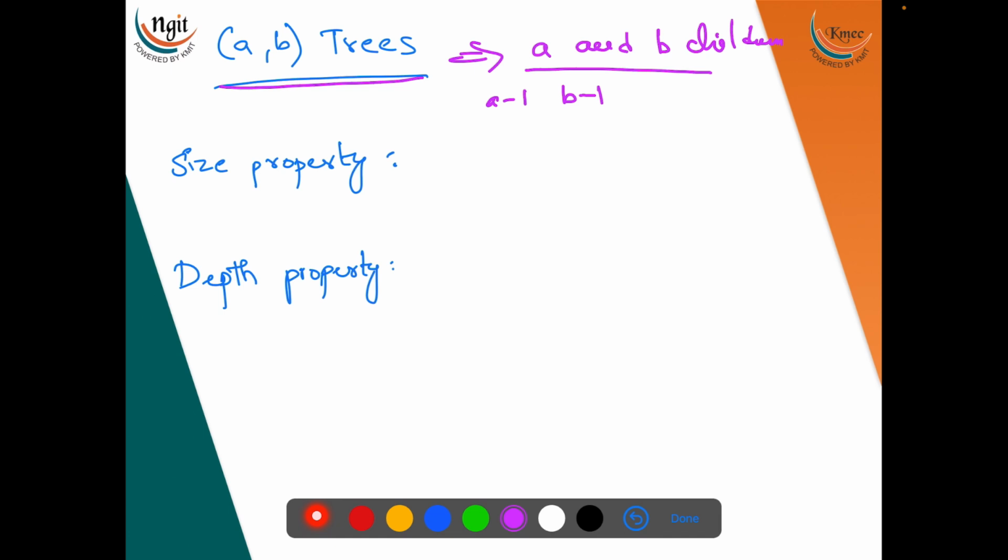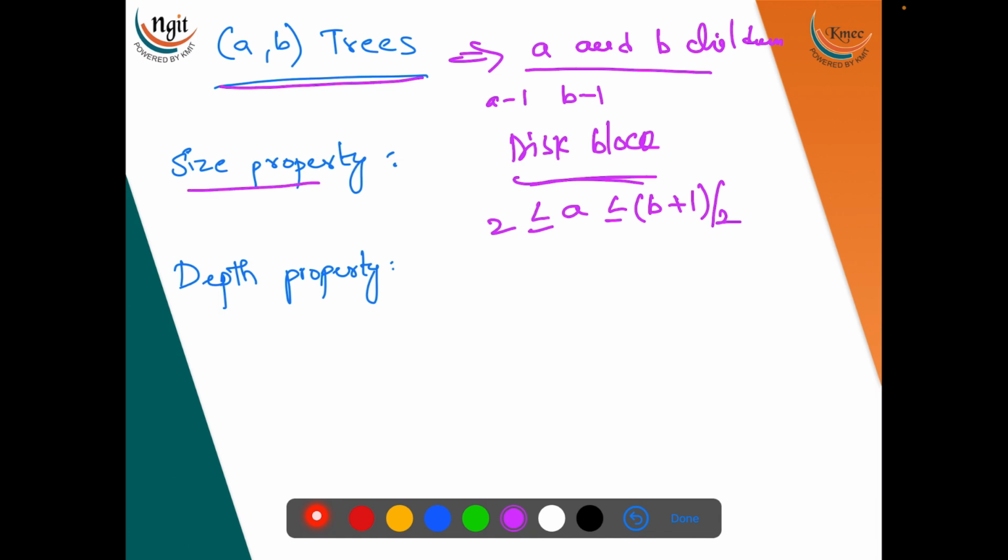By setting the parameters A and B appropriately with respect to the size of the disk blocks, a data structure can be derived that achieves good external memory performance. Now, an AB tree, where A and B are integers such that 2 ≤ A ≤ (B+1)/2, is a multi-way search tree. The properties are the size property and the depth property. Size: each internal node has at least 2 children unless it is the root, and has at most B children. I'll take an example and show you how it works.